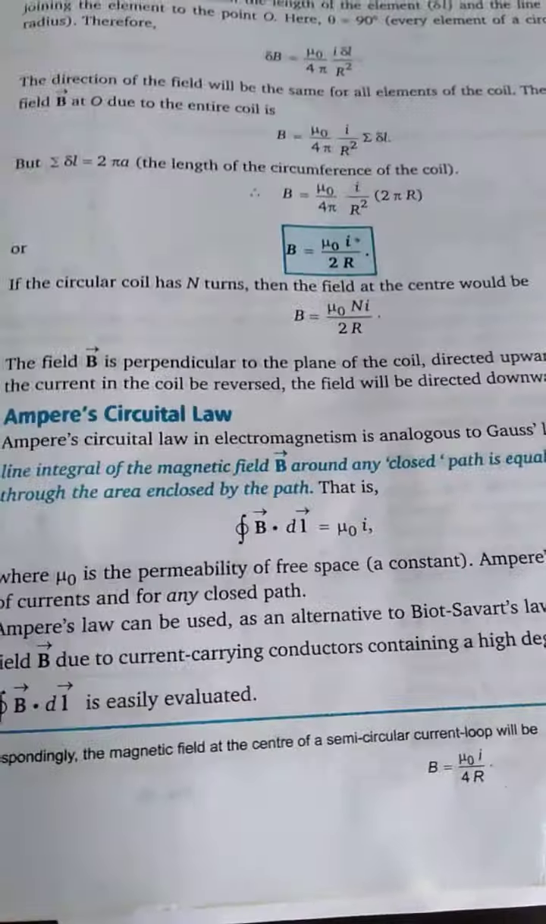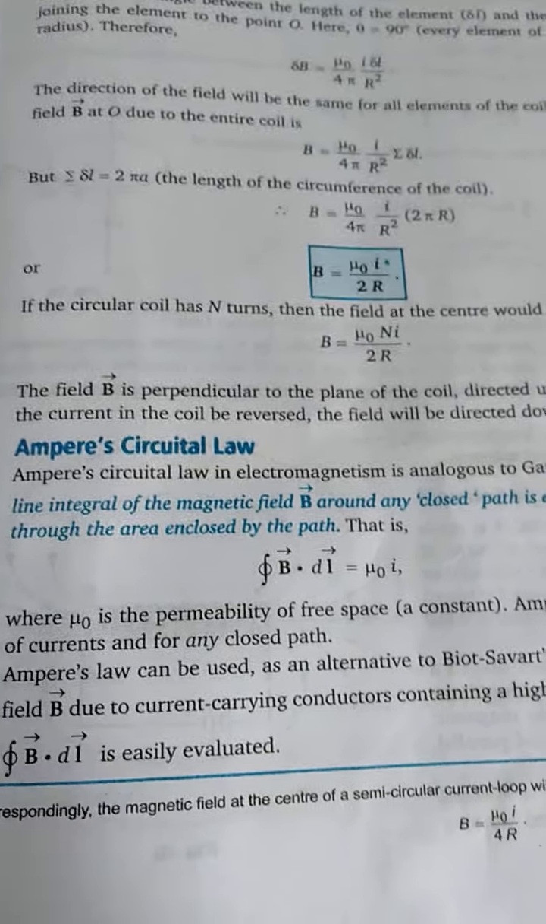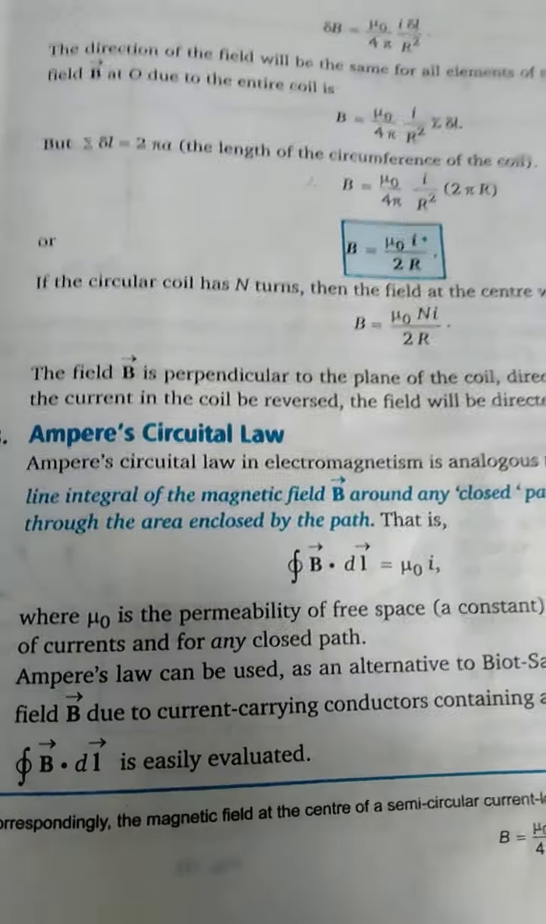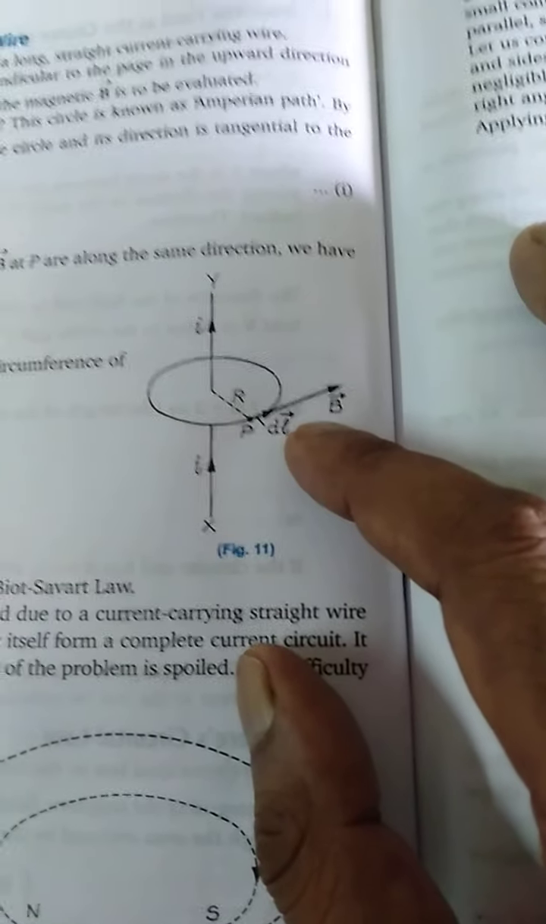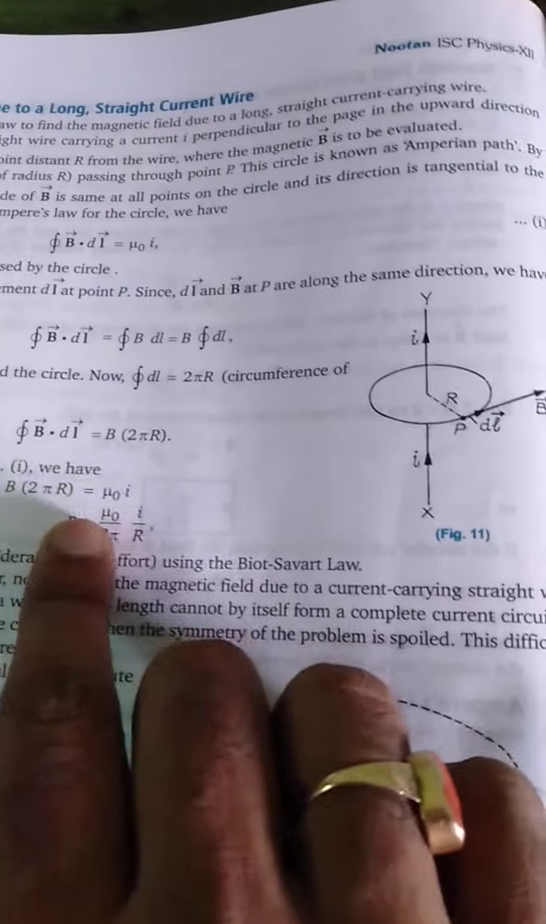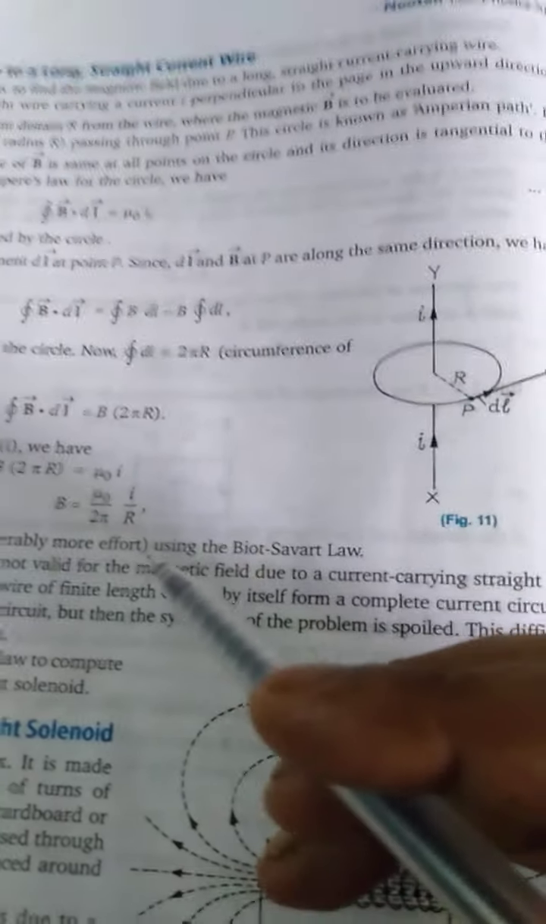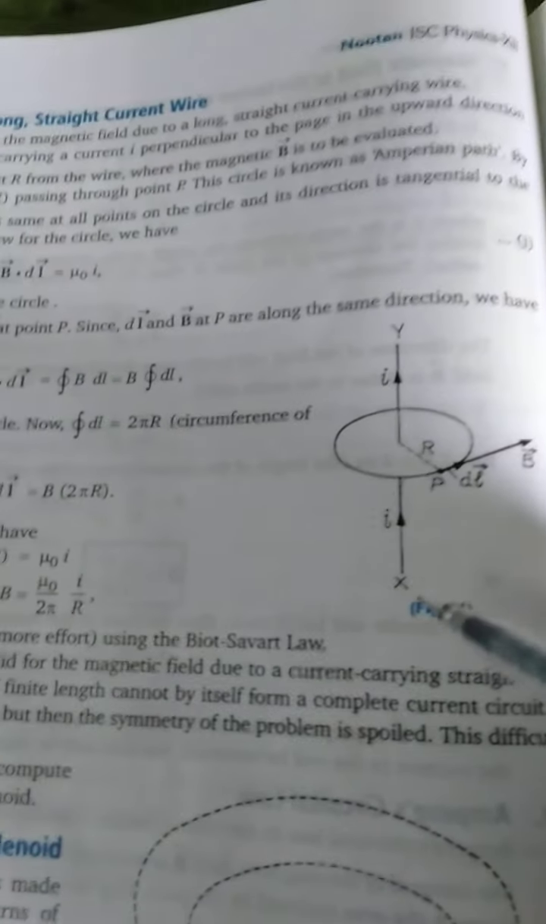Now, as I told you, it is analogous to the Gauss law, and with the help of Ampere circuital law, we can simplify many derivations. For example, this one derivation we have done in a very long way with the help of the Biot-Savart law. So we have done this B equal to mu 0 by 2 pi times I by r. This we have done using the Biot-Savart law in a very lengthy way. But since it is a symmetrical circuit, we can easily do it in a very shortcut method with the help of Ampere circuital law. How? See.